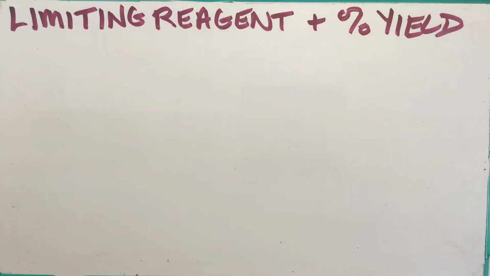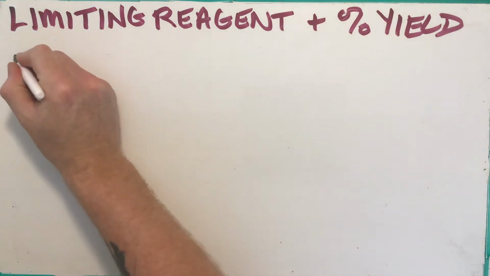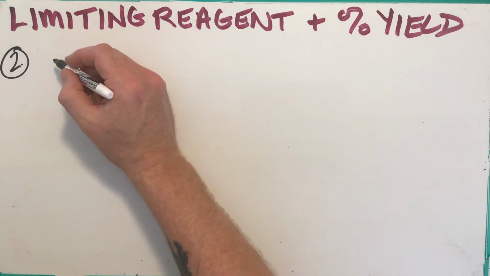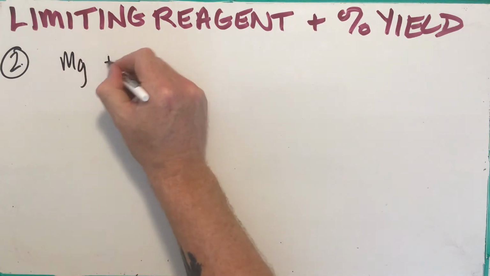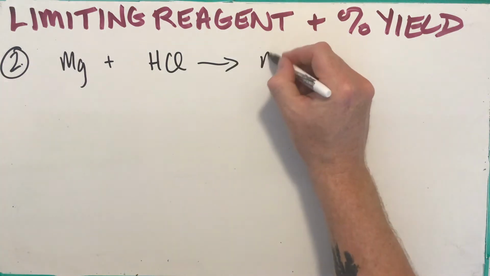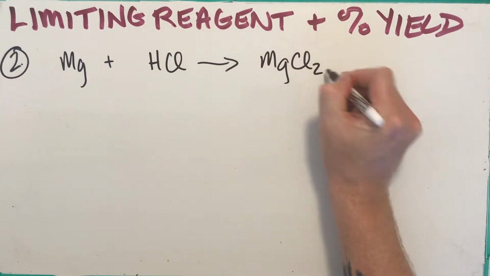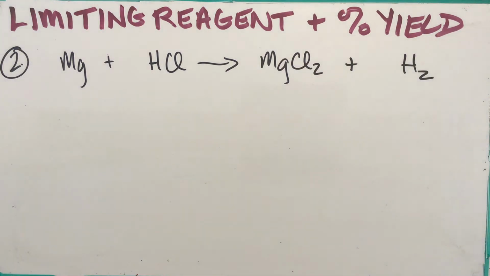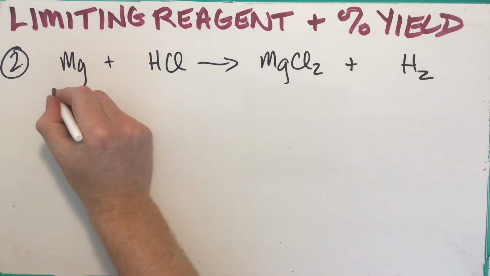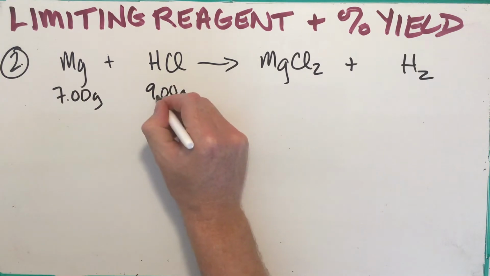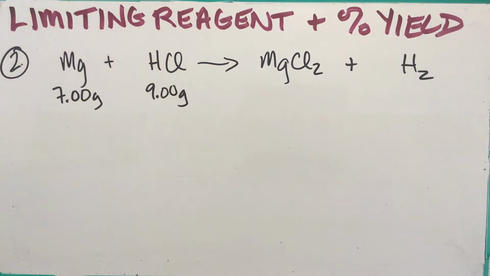Actually, let's do number 2, because number 2, I have grams and I have to convert it. So we'll do number 2 first. So this is number 2 on the sheet. And number 2, the equation is magnesium plus hydrochloric acid. Looks like a single displacement. Magnesium is stronger than hydrogen, so we'll get magnesium chloride and hydrogen gas. All right. And in this one, it says we have 7 grams of that, 9 grams of the acid.